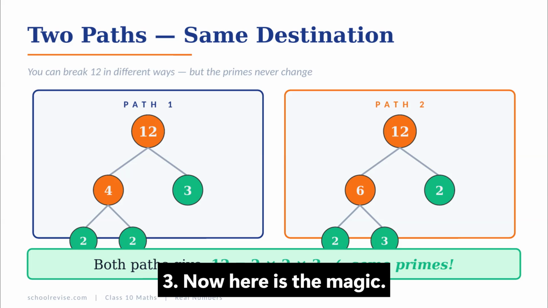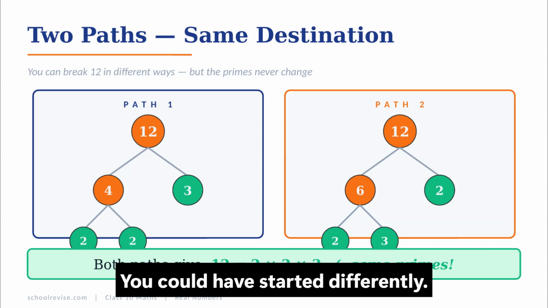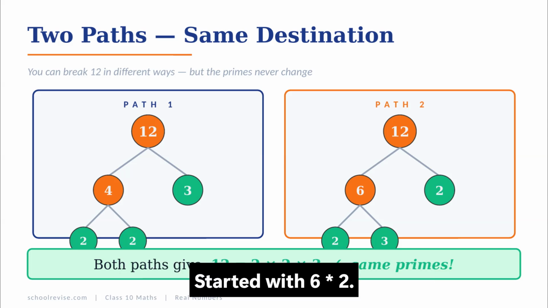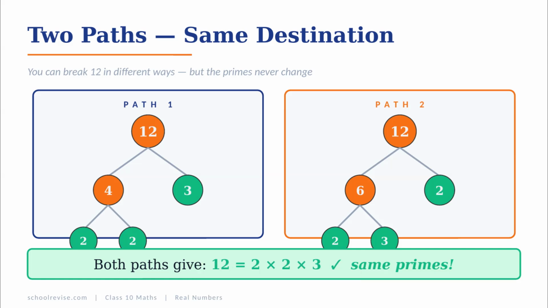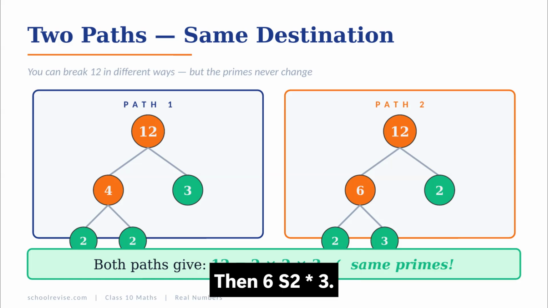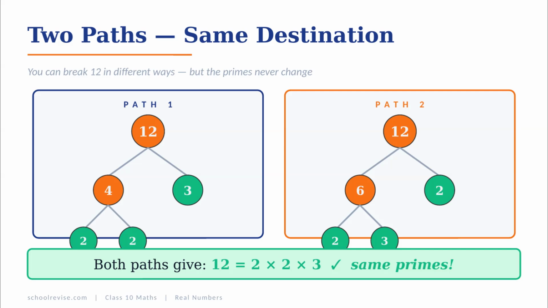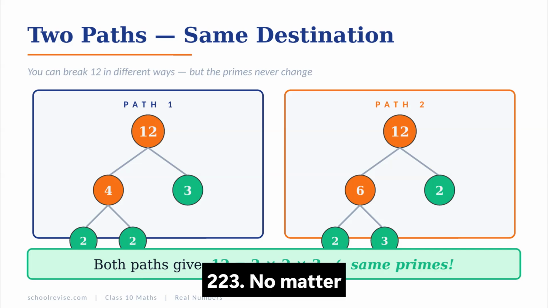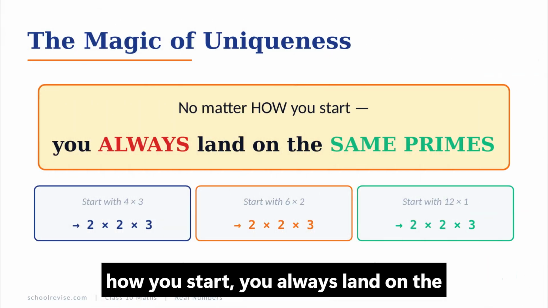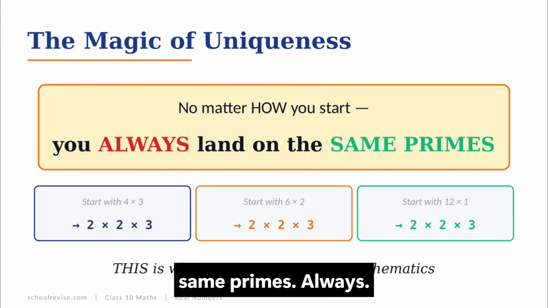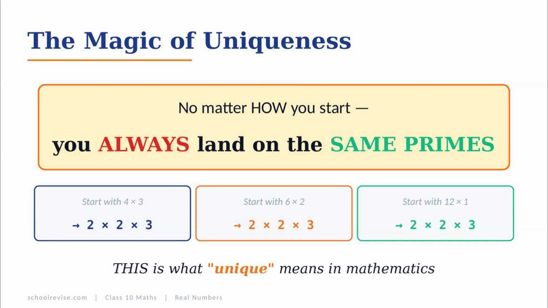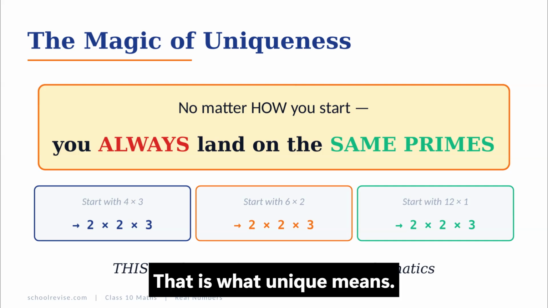Now here is the magic. You could have started differently. Started with 6 times 2. Then, 6 as 2 times 3. Same primes. 2, 2, 3. No matter how you start, you always land on the same primes. Always. That is what unique means.